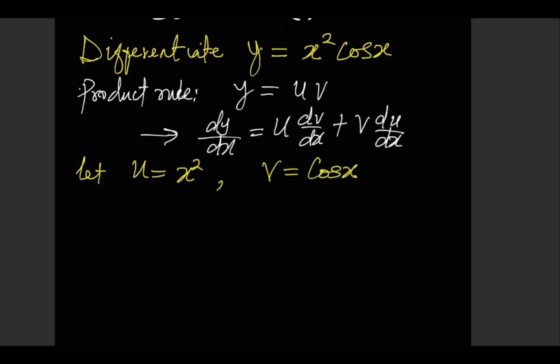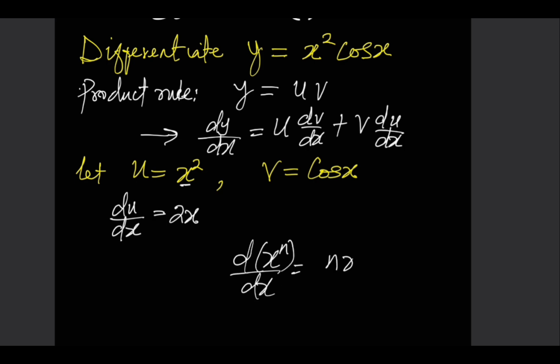Now let's differentiate each one separately. I will take the derivative of u with respect to x, and if you differentiate x squared, you have 2x using the general formula of differentiation. If you don't know about that, this is it: the derivative of x to the power of n with respect to x equals n x to the power of n minus 1. So what's the power we have there? It's simply 2, so anywhere you see n, you plug in 2.